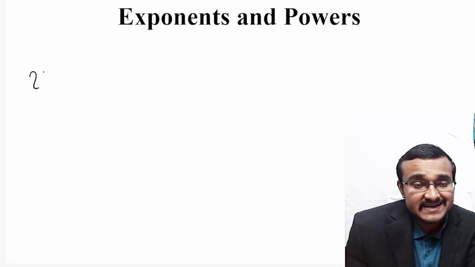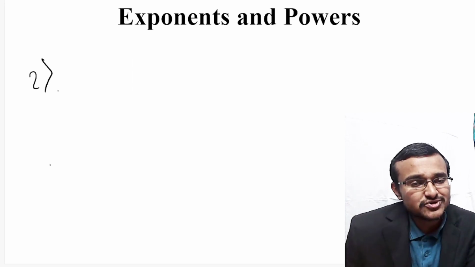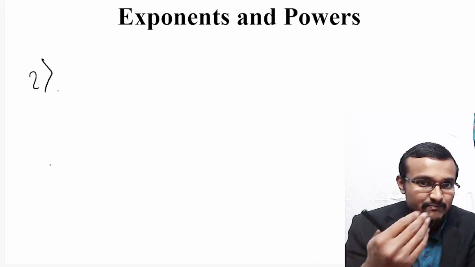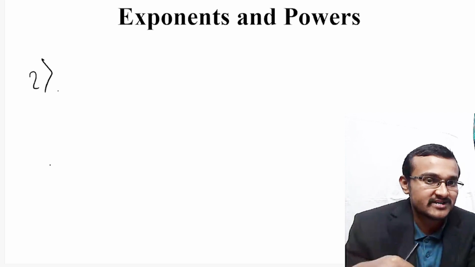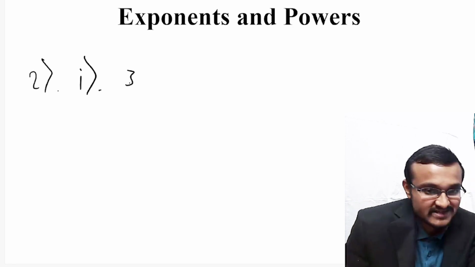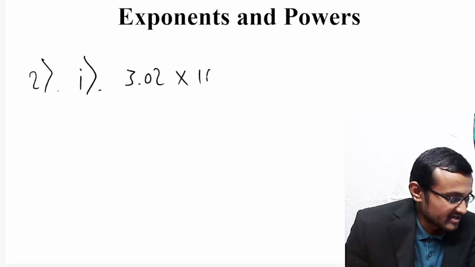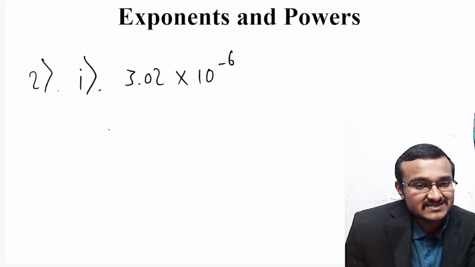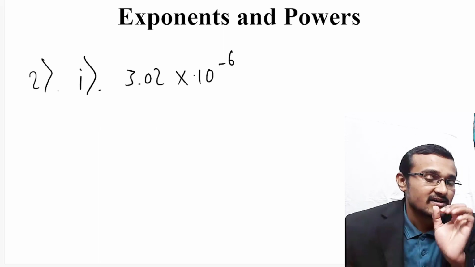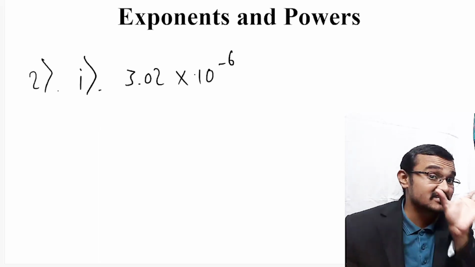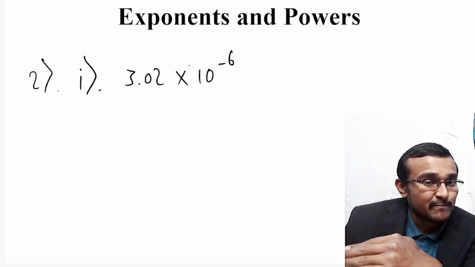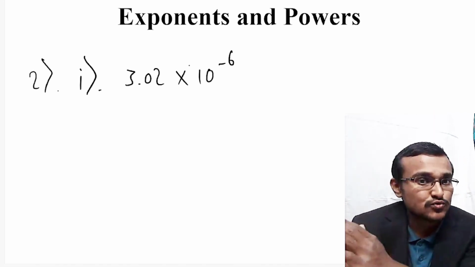Coming to the second question in this exercise, here you should express the numbers which are given in the reverse form. Whatever you expressed in the power form in the first question, the reverse of it you should write in this second question. Coming to the first part of the second question, they have given 3.02 into 10 power minus 6. Whenever you get a negative power, that means in the initial term you moved the decimal point to the right hand side. Now, to get the number back, you should move it to the left hand side.